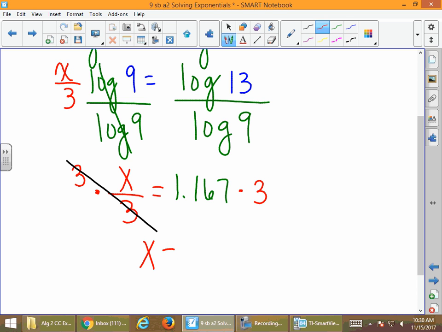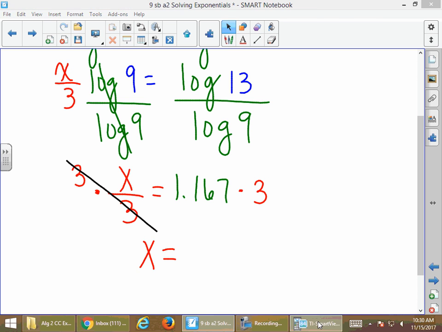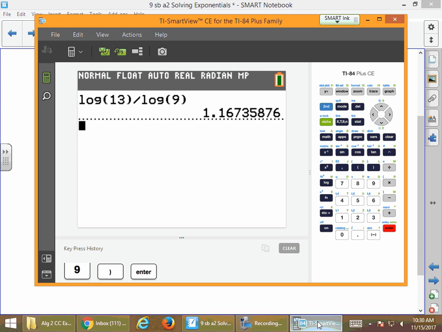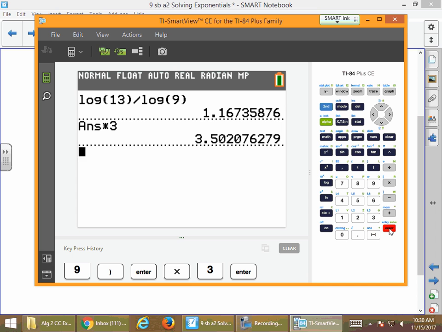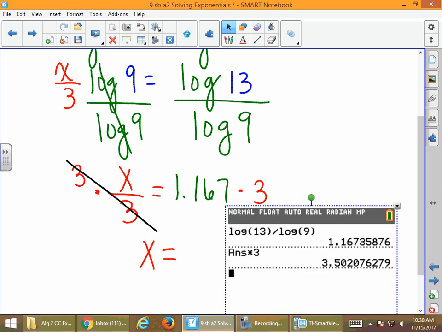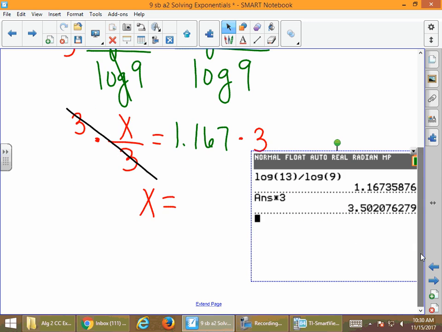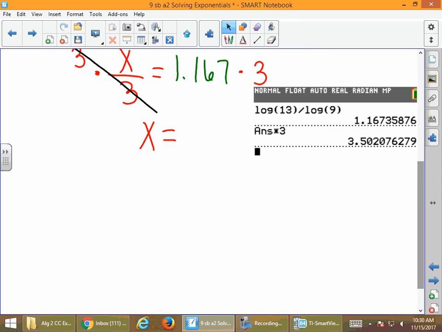We get x equals, well, remember, we still have that 1.167 in the calculator. All we have to type is multiplied by 3. And we get our answer to our problem. And now we'll round it for our final value. Once again, look at the 4th decimal space, the 0 this time. Because 0 is less than 5, we're going to leave the number alone, and it's going to be 3.502.